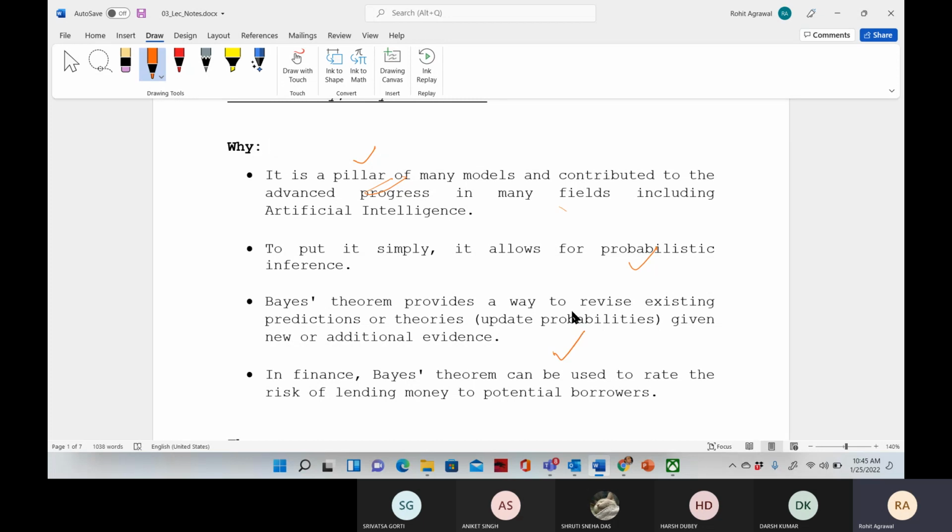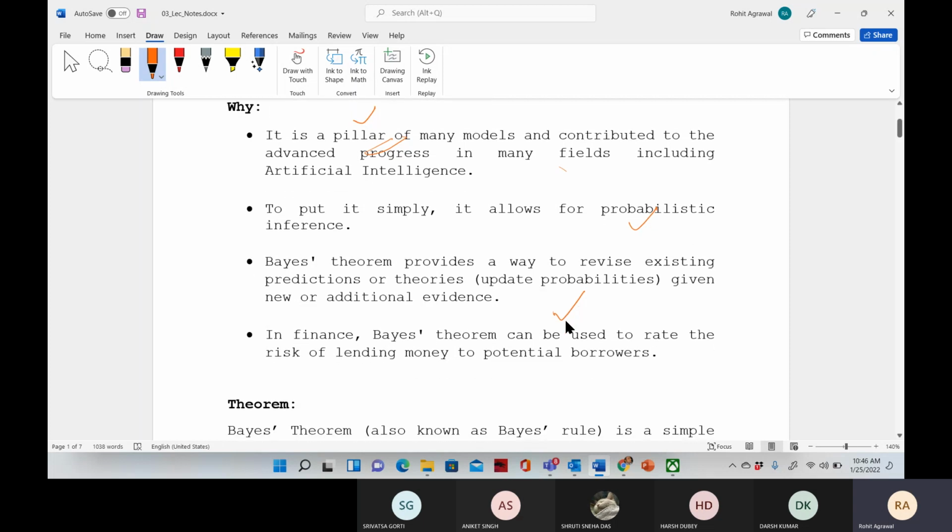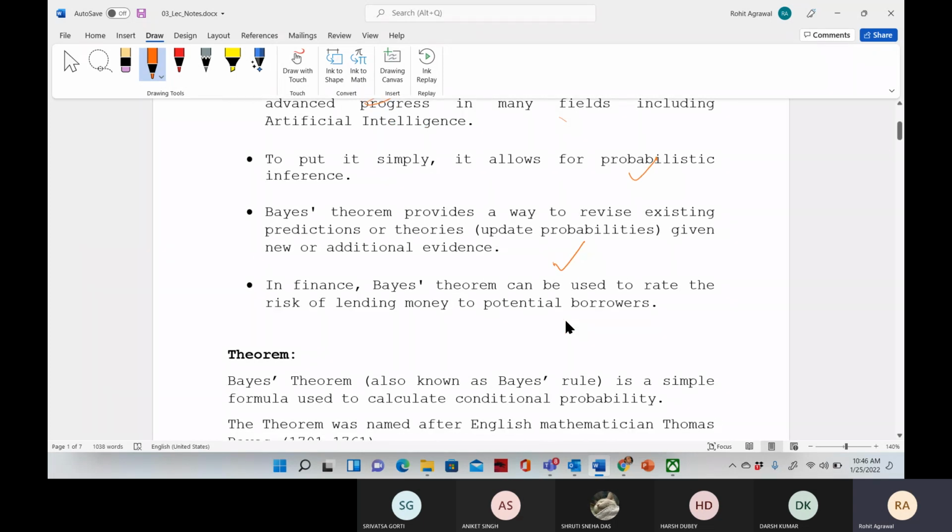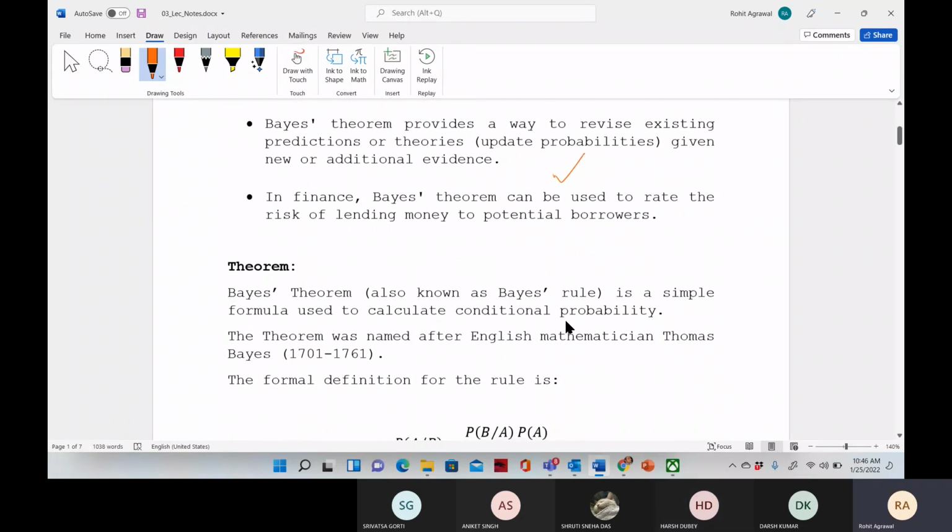I can give you examples: cancer prediction is also done using the Bayesian theorem. We have some data, and using that data we will see what the probability is of a patient having cancer. So it is used for prediction. I think the importance of why we are studying the Bayesian theorem is clear. Yes, sir. Okay.